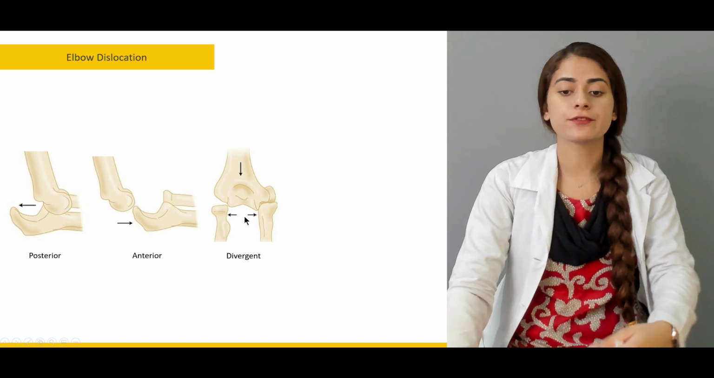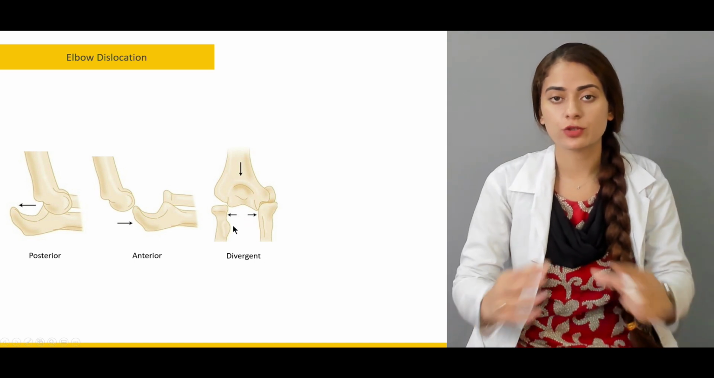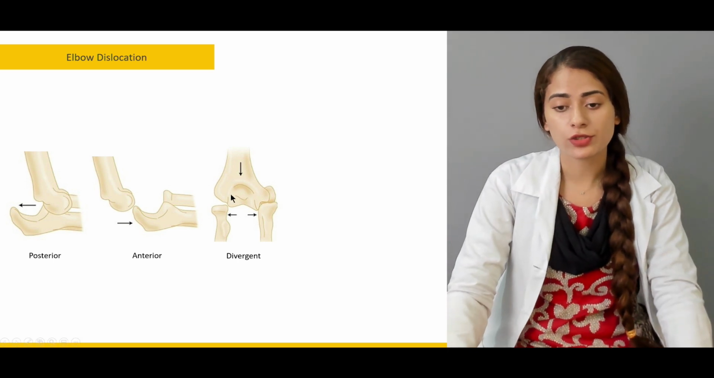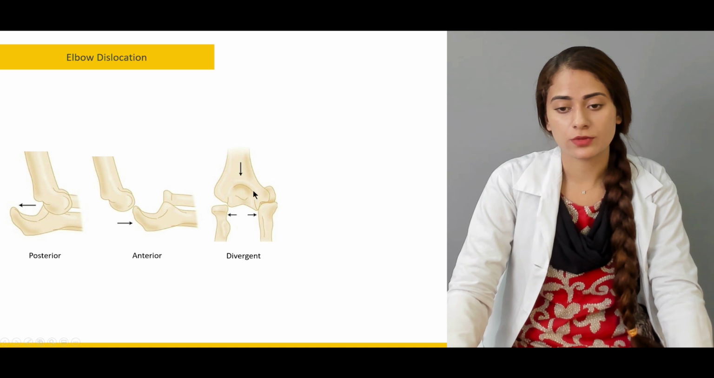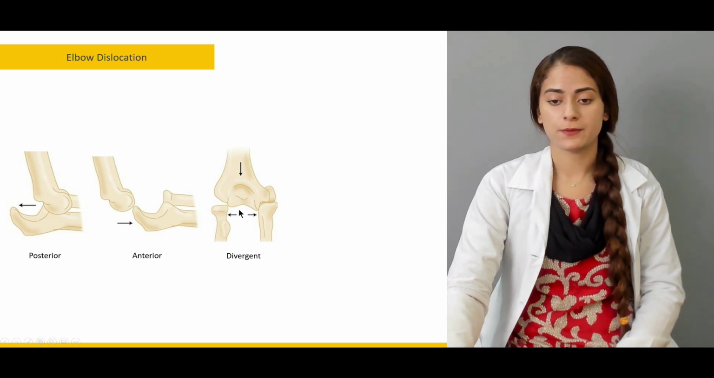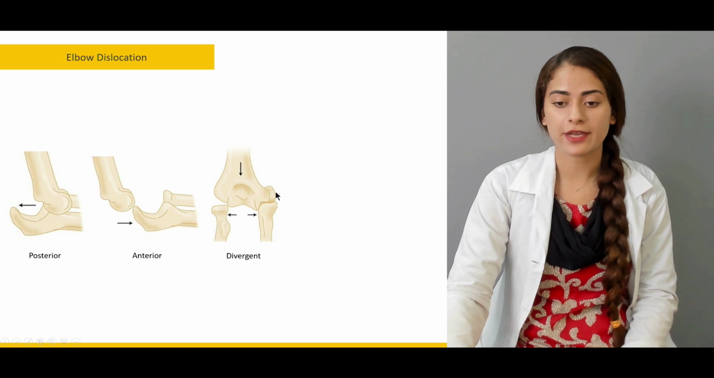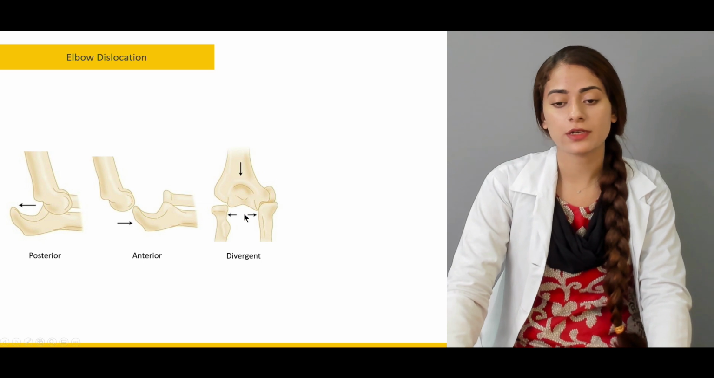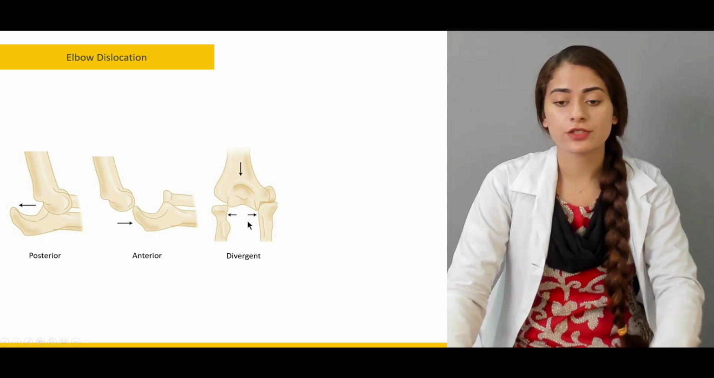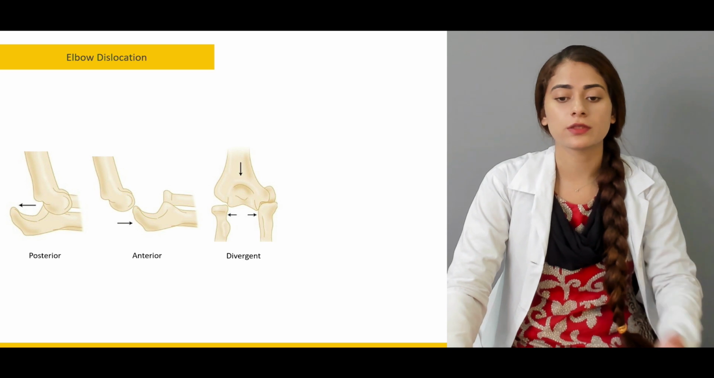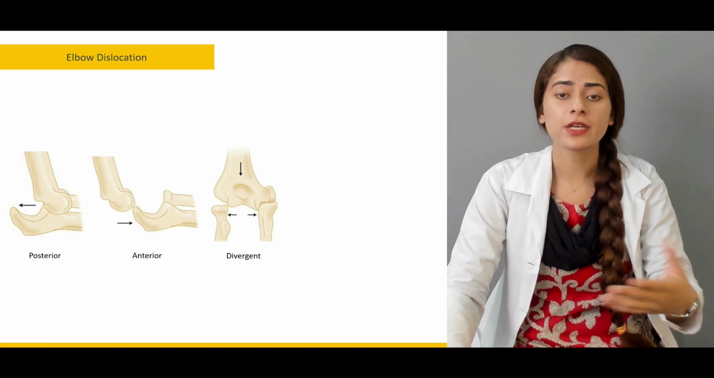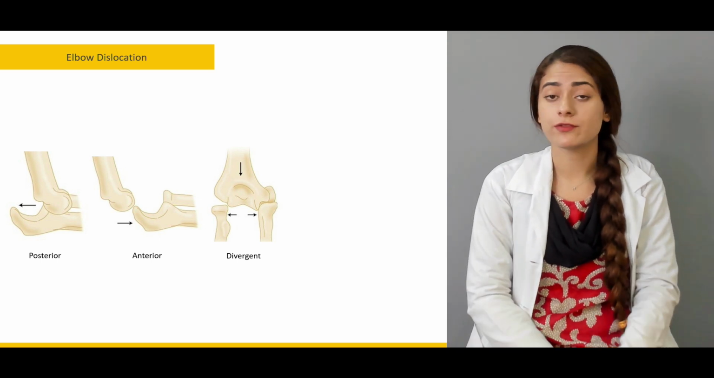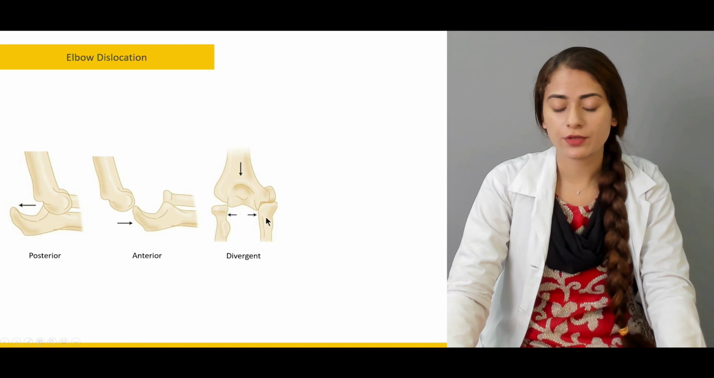Then this is the divergent dislocation, in which both ulna and radius have moved apart from one another, and also the notch here is empty actually. So this is very rare, this dislocation, but as a consequence of this dislocation, there is absolutely no movement. The person cannot flex the arm fully, and the extension is very much painful. So this is very rare.